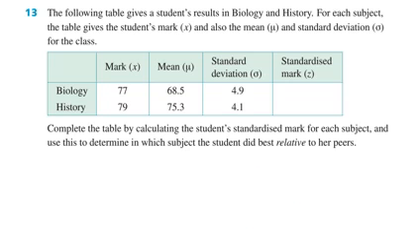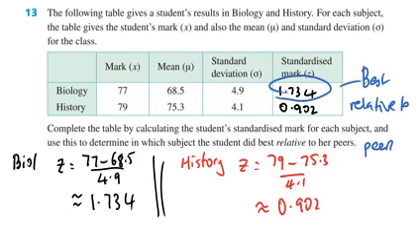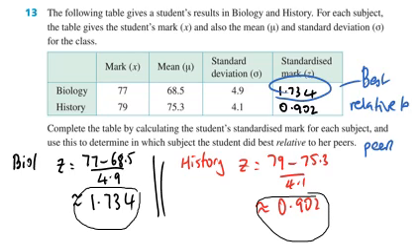This one's going to be a similar story. We want to find out which mark was better, the biology or the history mark, so we need to convert both of these into z-scores to get a bit of an idea. As it turns out, the biology one was 1.734, working, you can see down here, and the history one was 0.902. Remember what we said before? The higher the z-score, the better the performance of the student. So the student has performed better in biology than what they have in history.